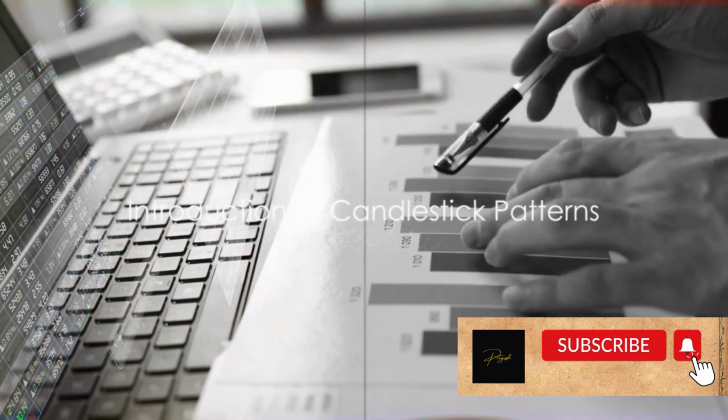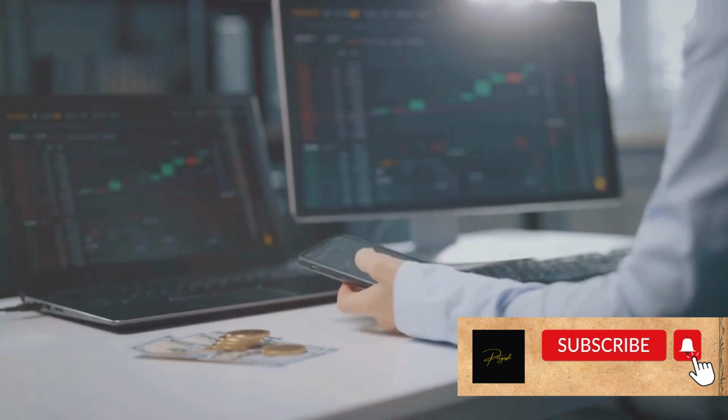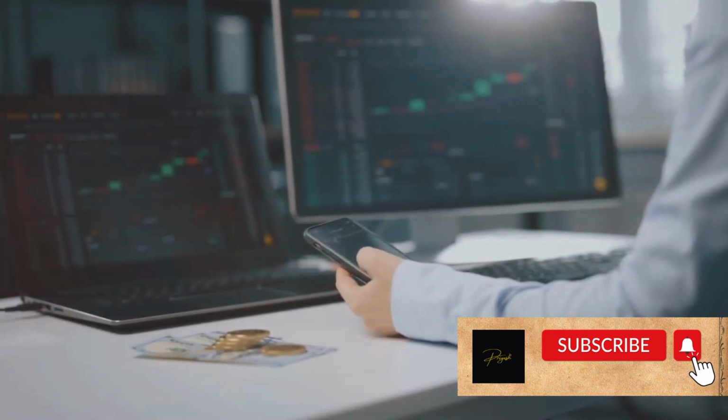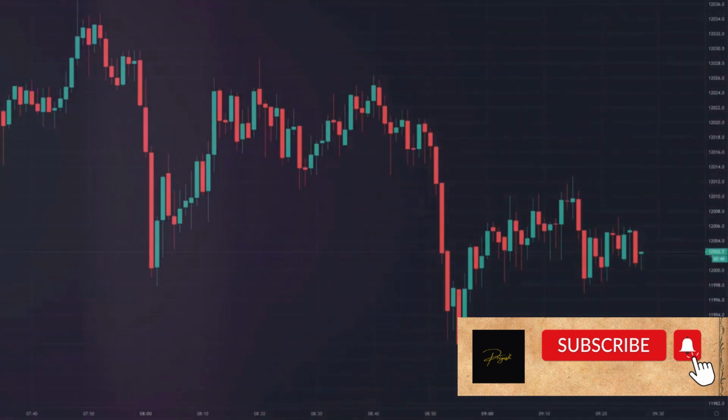Have you ever wondered how professional traders analyze the stock market? A significant part of their strategy lies in understanding candlestick patterns. Now, what's a candlestick pattern, you ask? Well, it's a method of reading a chart used extensively in technical analysis of equity and currency price patterns.